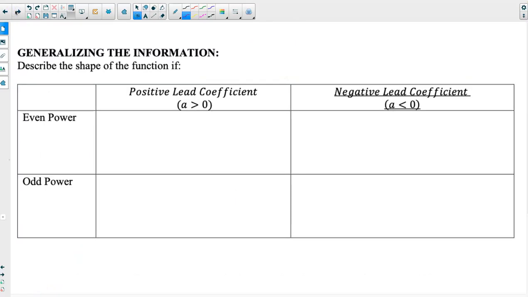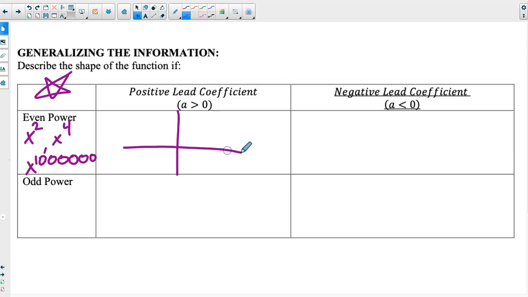All right, we got this table. Like I said, I want you to put a star here because you're going to use this a lot. It's going to show up all the time. So if we have an even power, I'll just put some here as examples. But I can ask you about x to the 100,000 or the millions, and it's still going to be the same as an x squared when we talk about end behavior, which is kind of crazy. But if it's positive, it's like this, and if it is negative, it's just going down.